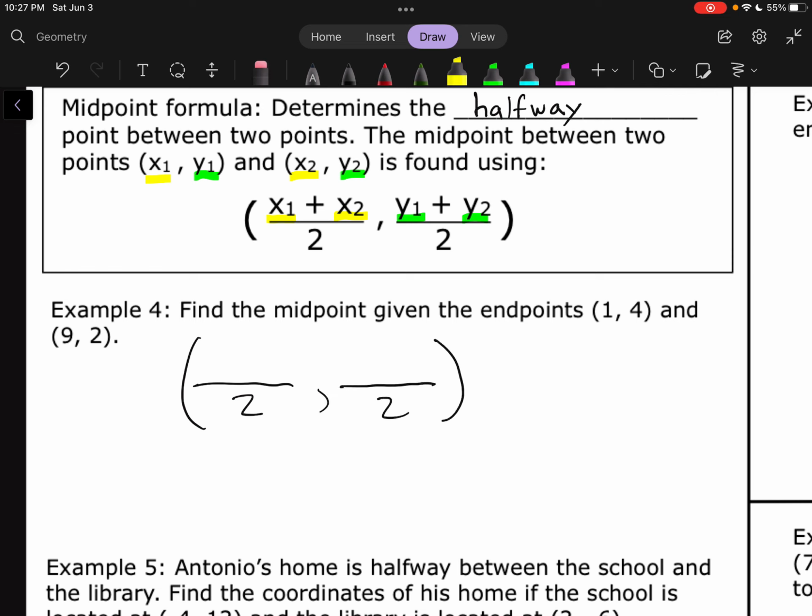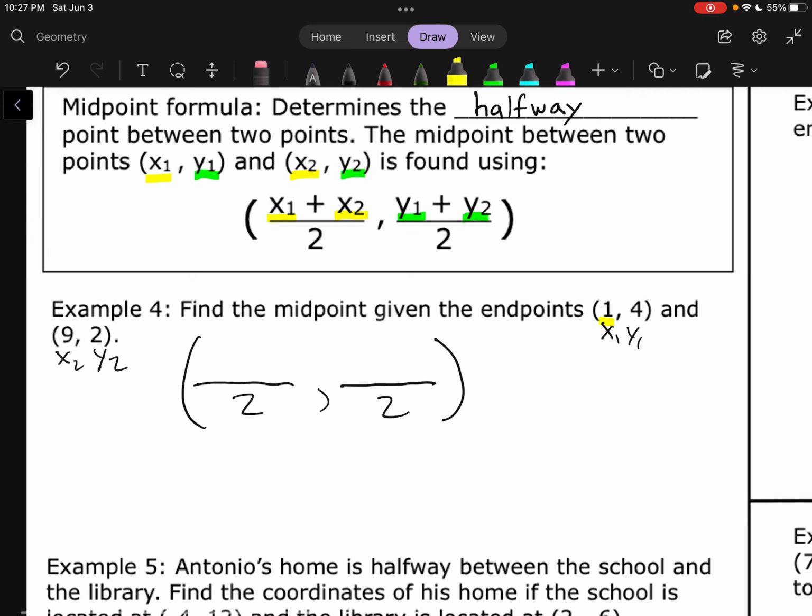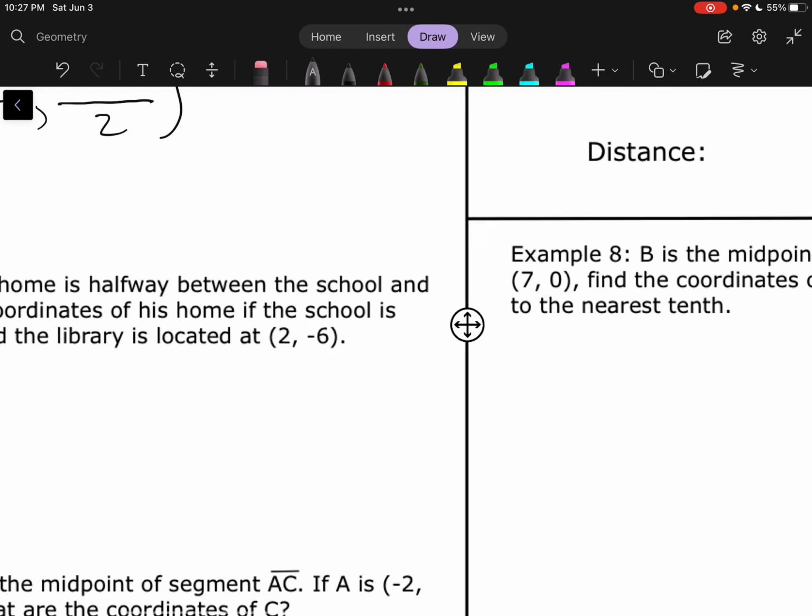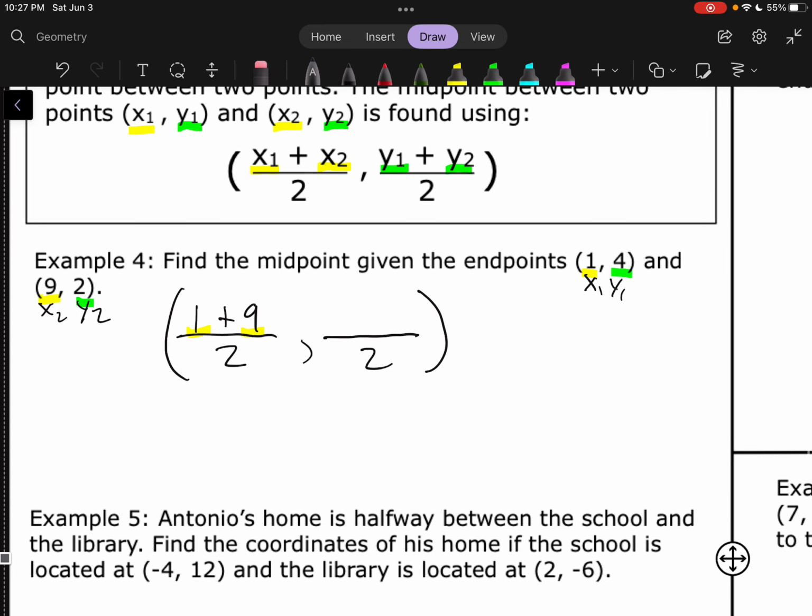So x values. x1, y1, x2, y2. Well, you're supposed to do x1 plus x2 divided by 2. So that's going to be 1 plus 9 all over 2. And then y1 plus y2 divided by 2. So, whoa, goodness, sorry. So this is going to be 4 plus 2 divided by 2.